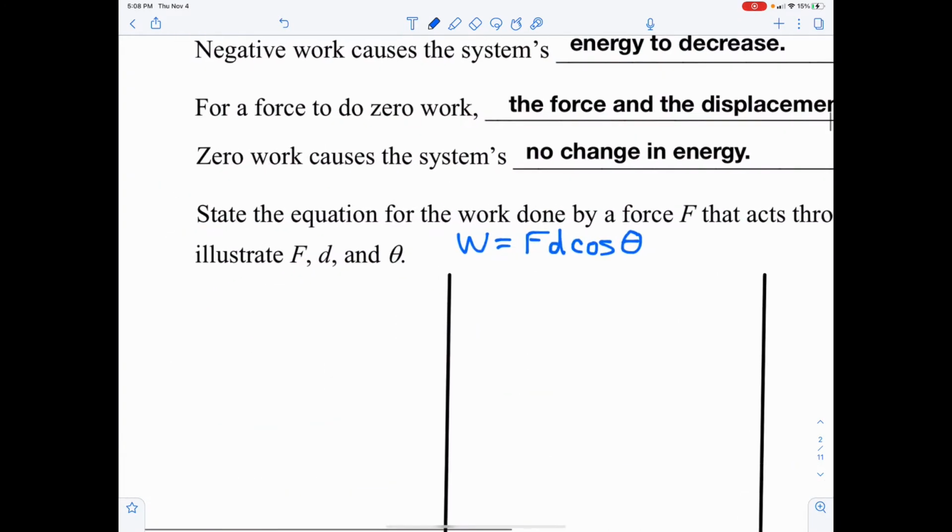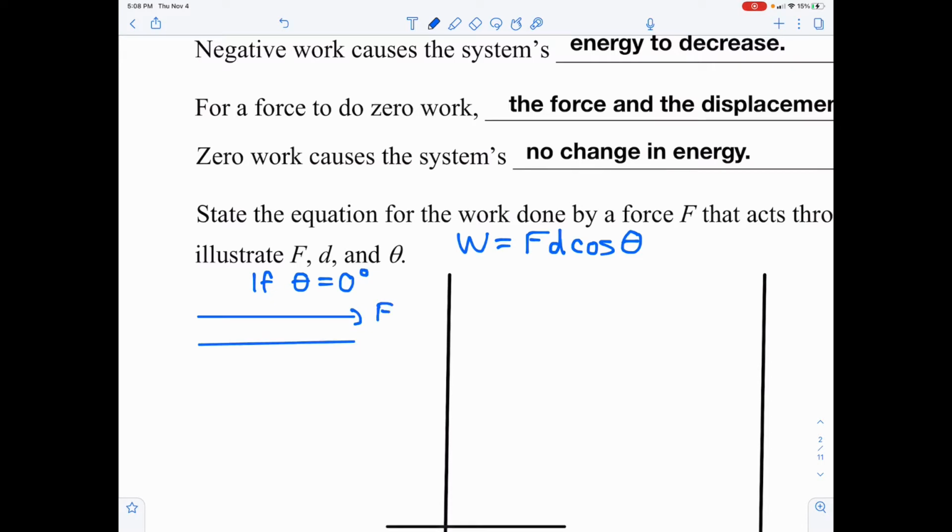Now, if theta is 0 degrees, meaning the applied force and the displacement go exactly the same way, you have what is called a parallel force. And the angle is 0. So if we looked at work is equal to force times distance times the cosine of 0, well, the cosine of 0 is 1. So we get work is equal to a positive force times distance. We get positive work.